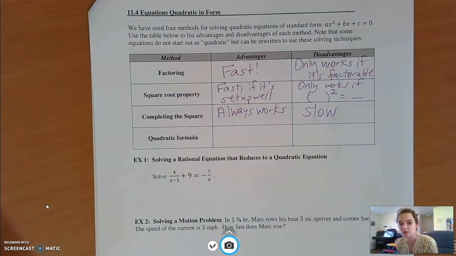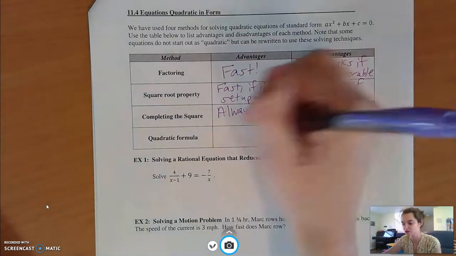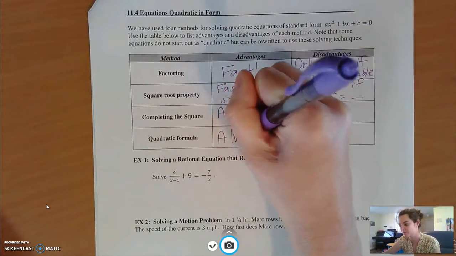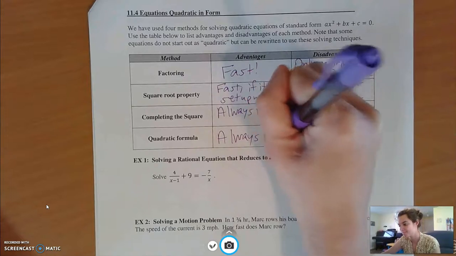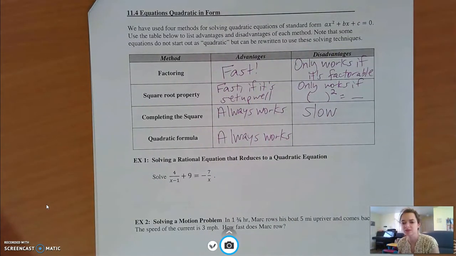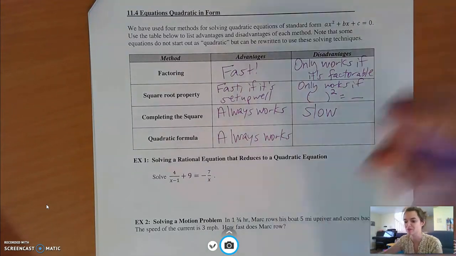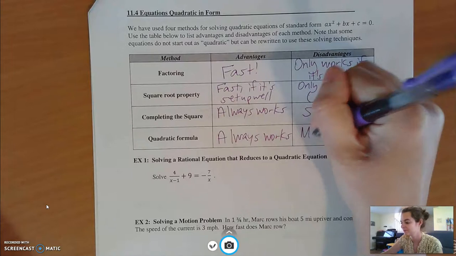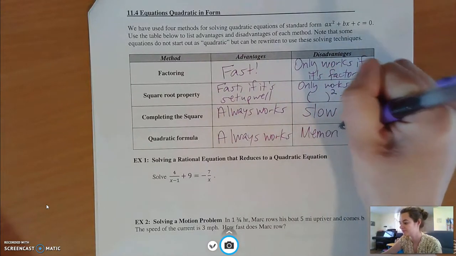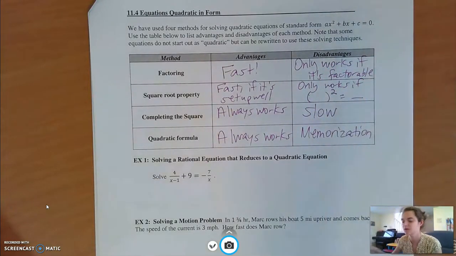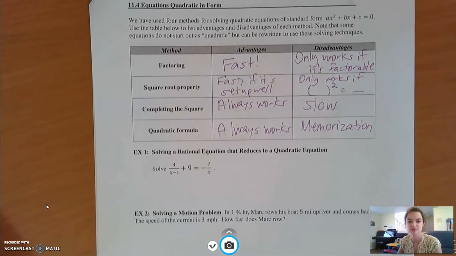And the last one is our quadratic formula, which we learned last section. And the quadratic formula also always works, which is awesome. The only real disadvantage is that you have to memorize the quadratic formula, so there's some memorization there. But at the end of the day, it's up to you. You can pick whichever one of those methods you feel like is best for the situation you're in. Let's try some examples today.